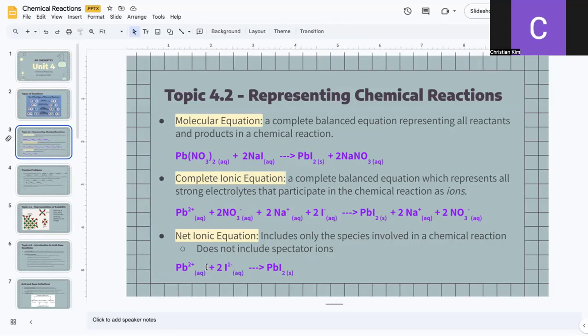This is called the net ionic equation, which only includes the species involved in this unique chemical reaction, this chemical reaction being precipitation. It does not include the spectator ions. The spectator ions are anything that got canceled out. In this case, the nitrate, which we have two of on both sides, and the sodium, which we have two of on both sides. Those were canceled out, and since they were canceled out, they're called spectator ions.